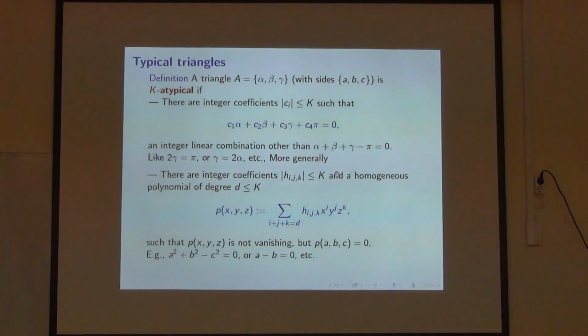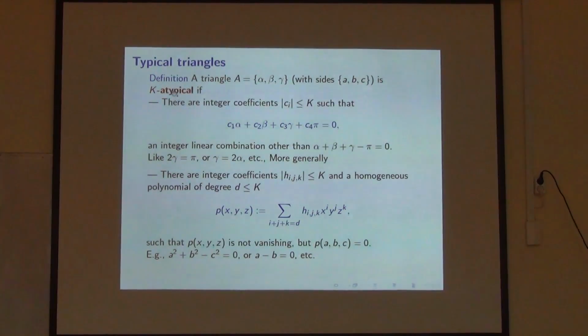The trivial one, which we learned in school, is alpha plus beta plus gamma minus pi is 0, so the coefficients are just 1 and negative 1. But every other linear combination, like 2 gamma is pi, which means an orthogonal triangle, or some other linear combination, we call atypical. Because for a triangle with 3 angles alpha, beta, gamma, usually there is no integer linear combination, except the trivial one.